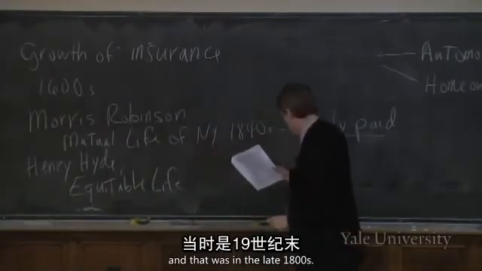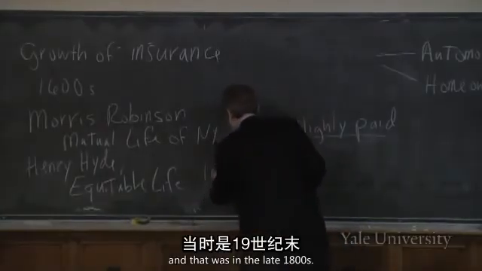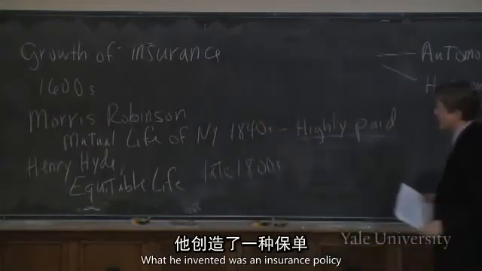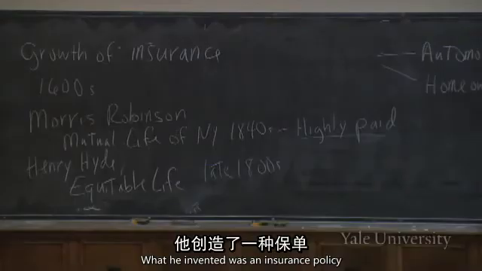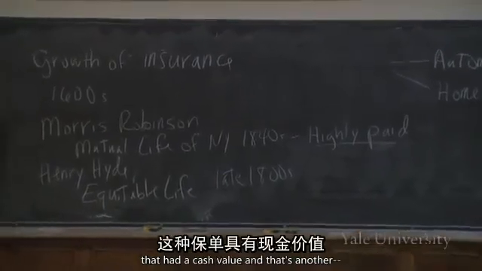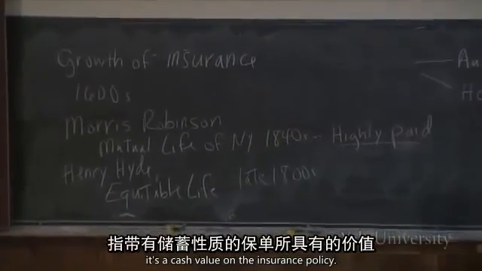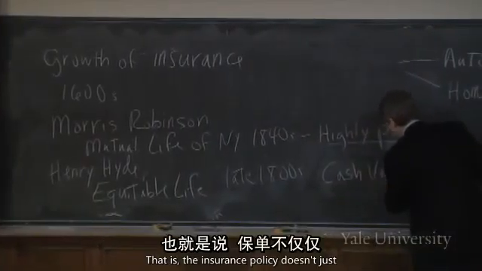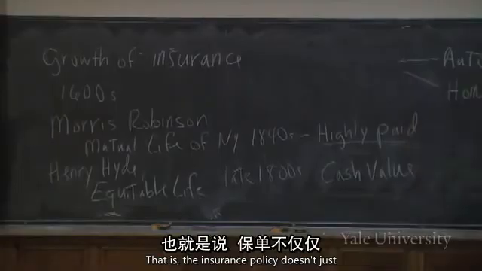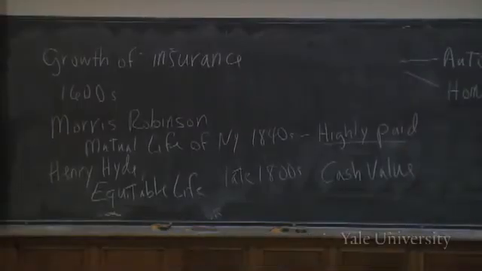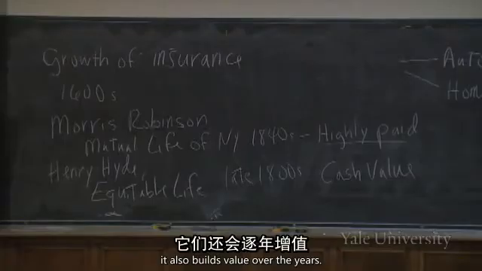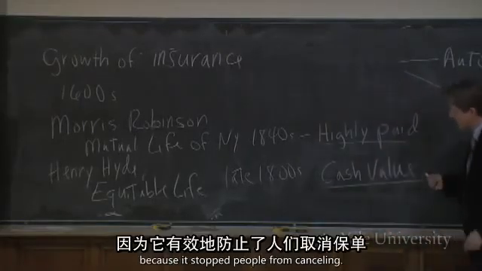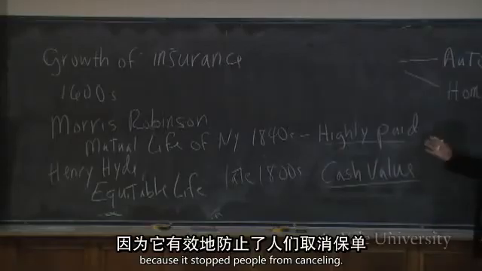And that was in the late 1800s. And what he invented was an insurance policy that had a cash value. That is, the insurance policy doesn't just insure you against death, it also builds value over the years. And this invention was very important because it stopped people from canceling.